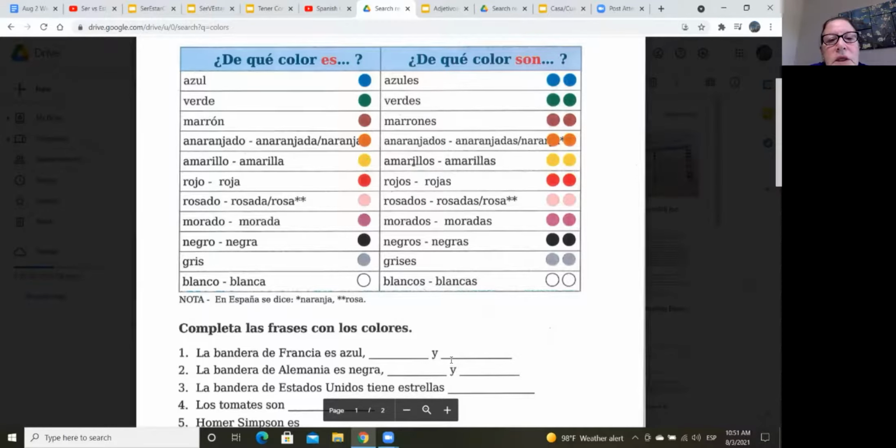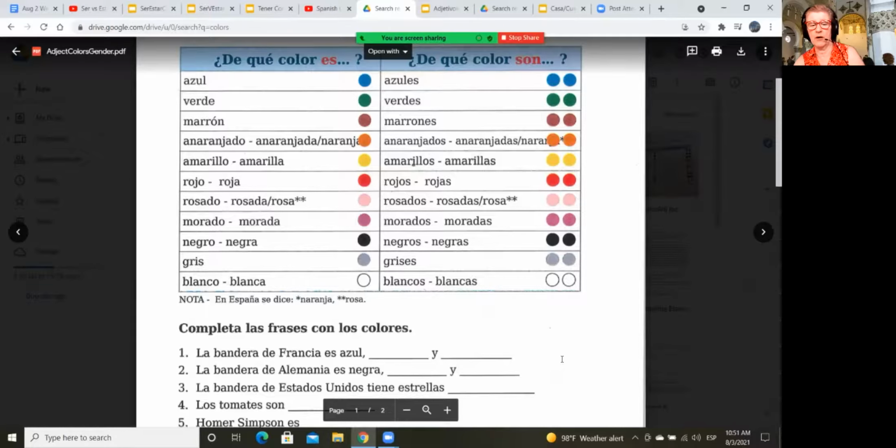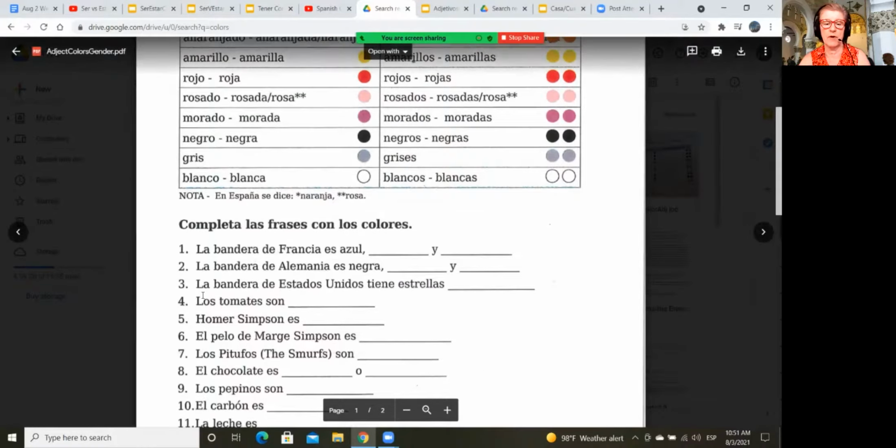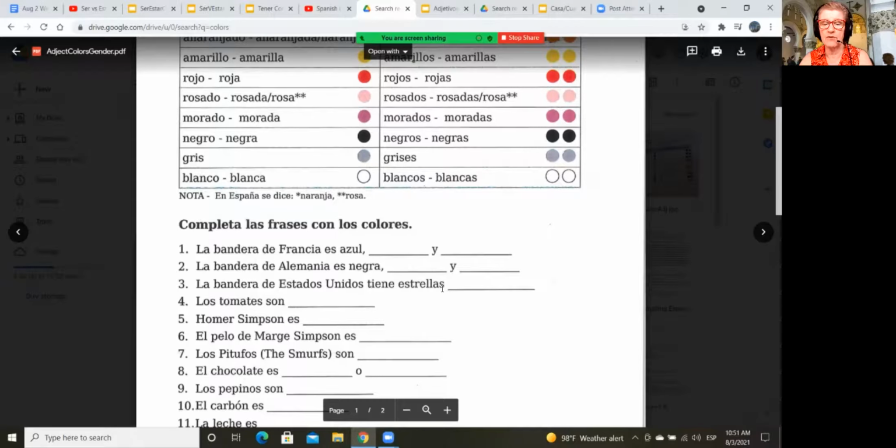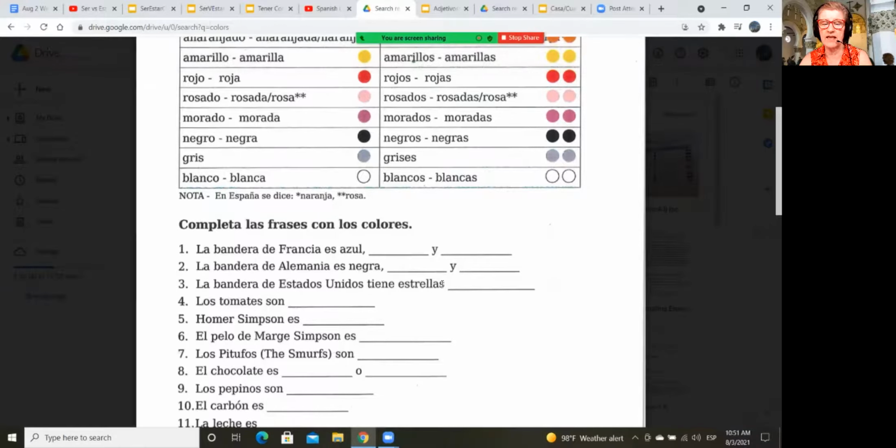Amarilla. Y amarilla. Bien. The thing you're talking about determines if the descriptive word goes into a feminine form or a plural form or a masculine form. Okay. La bandera de Estados Unidos tiene estrellas. Estrellas are stars.